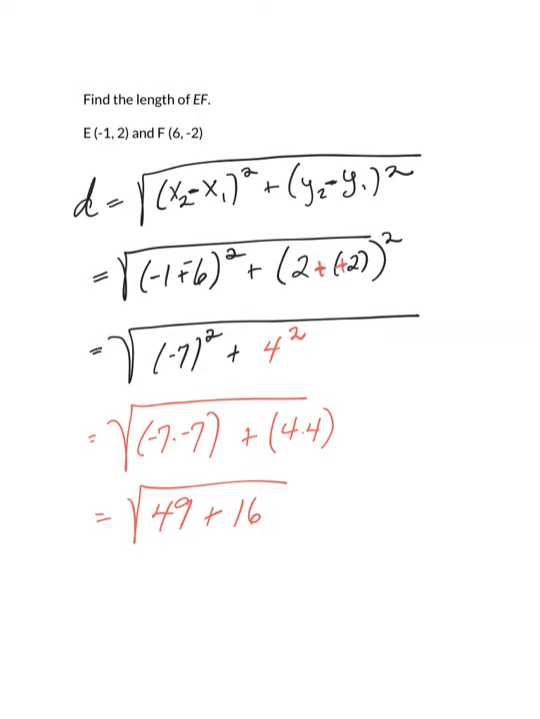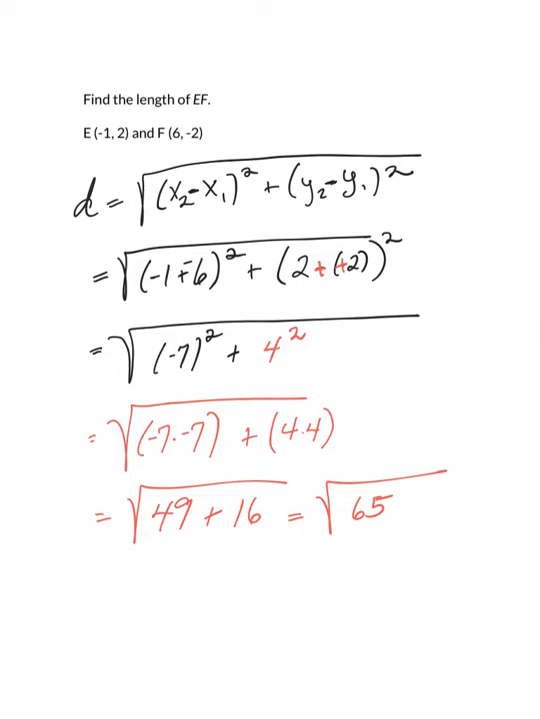Now, all I have to do is add 49 and 16. And I apologize, my mental math is terrible, so let me grab a calculator. So we have 49 plus 16 gives me 65. And then my last step will always be to take the square root of 65.